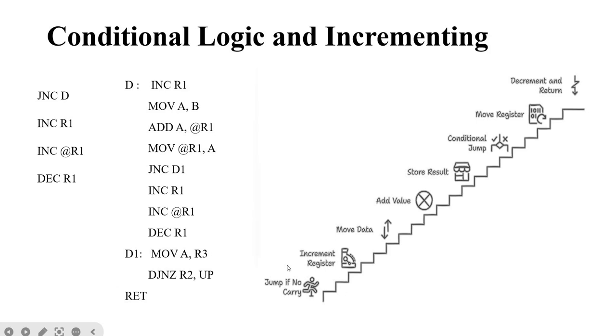Now what we are doing here, we are using jump if no carry. We are incrementing the register, then we are moving the data. Okay, and here we are moving the data and we are adding the values. Okay, and we are storing the results. And here we are using some conditional jump instructions and we are moving the values into the registers and we are decrementing. We are using the decrement instructions here, and we are using a return instruction to return back to the main program.